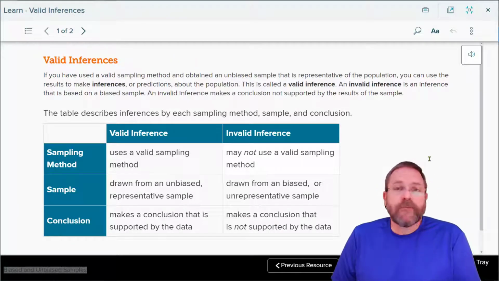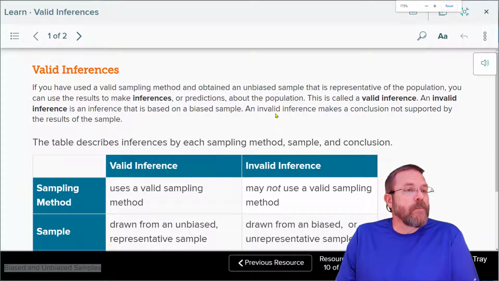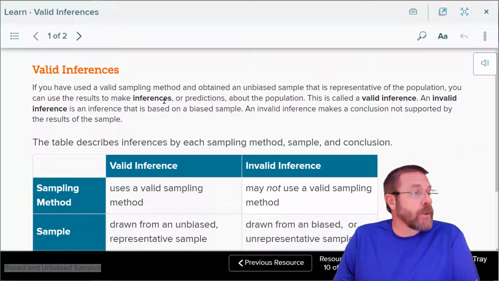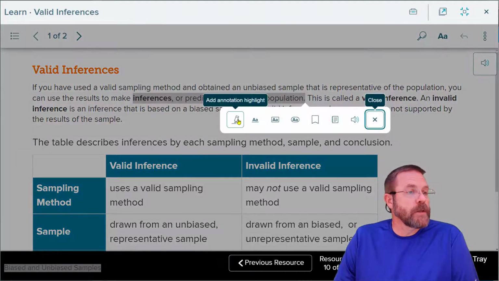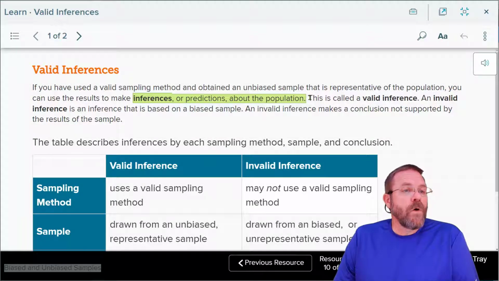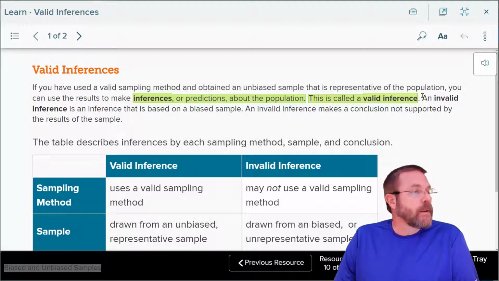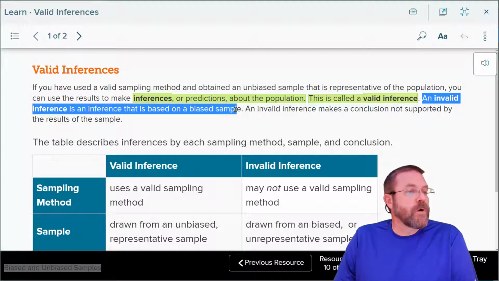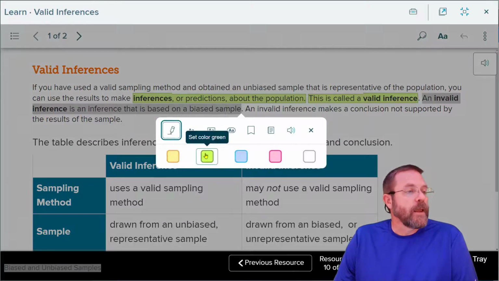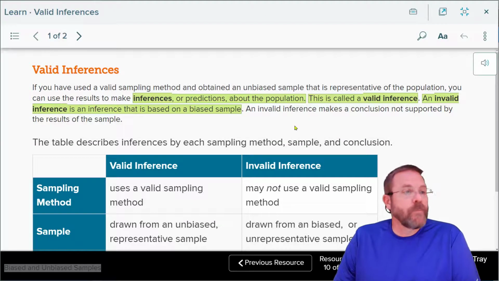If you have used a valid sampling method to obtain an unbiased sample response as representative of the population, you can use the results to make inferences, and inferences are going to be known as predictions about the population. Let's highlight that. This is called a valid inference because it's from a valid sample. And an invalid inference is an inference that is based on a biased sample. An invalid inference makes a conclusion not supported by the results of the sample.